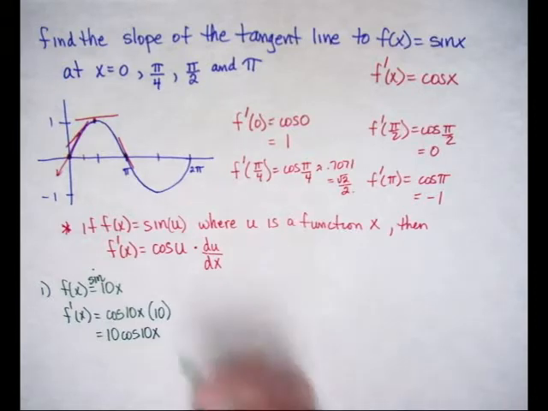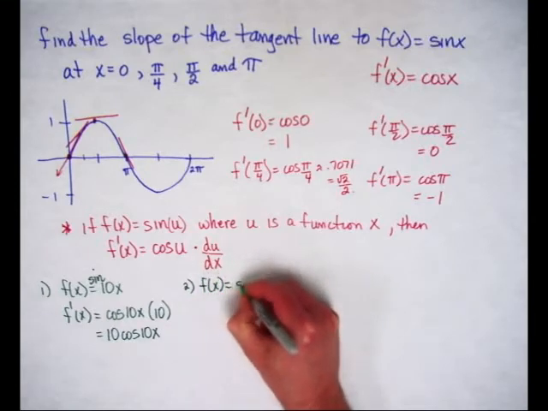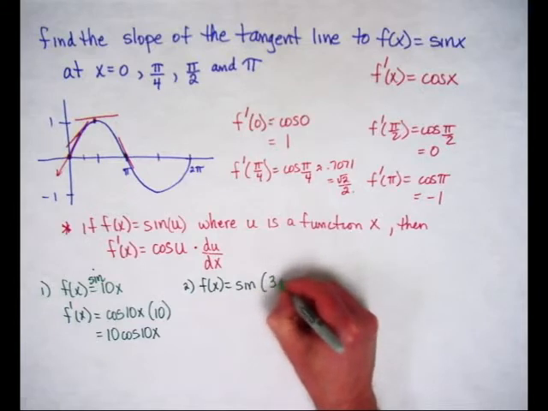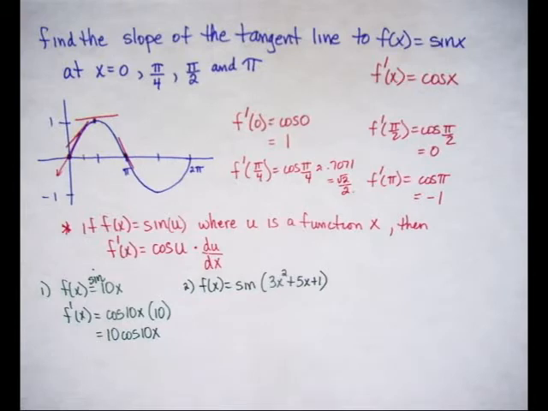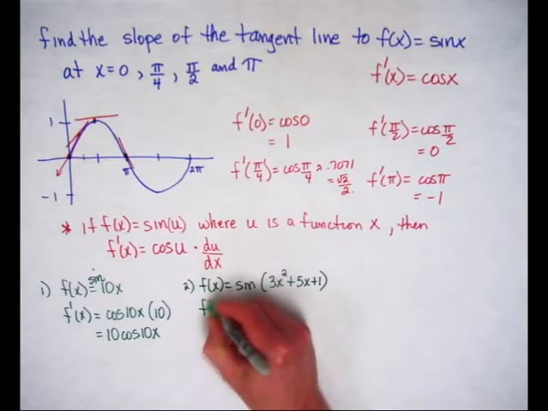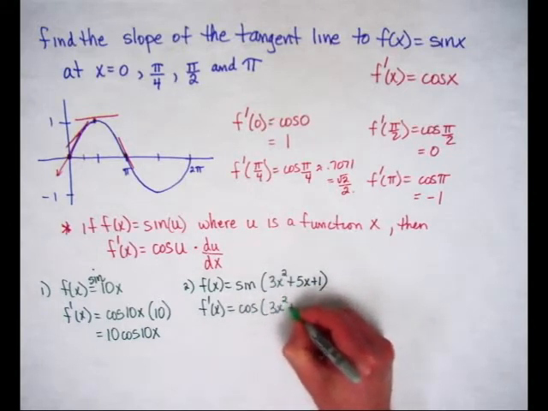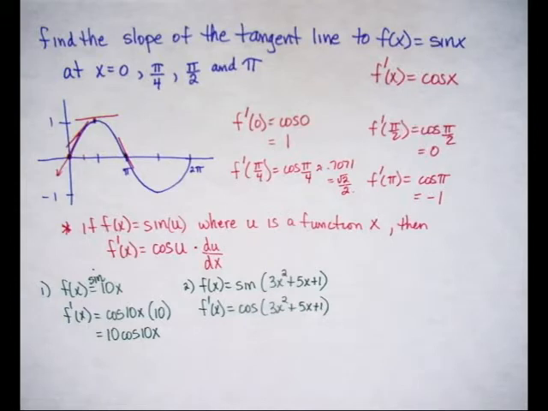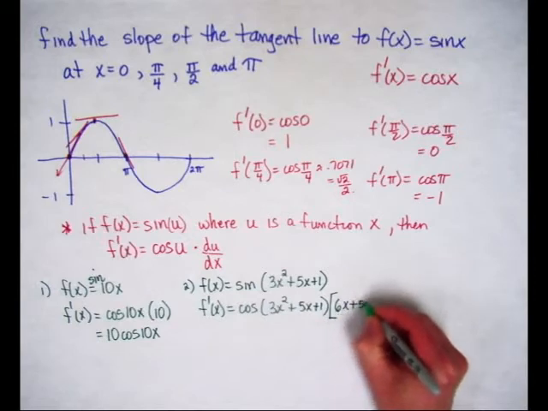Another example would be the function f of x equals the sine of 3x squared plus 5x plus 1. All you have to remember is that the argument never changes. If you have an argument of 3x squared plus 5x plus 1, then your derivative f prime is going to be the cos of 3x squared plus 5x plus 1. But something very important to remember is you must always take the derivative of the argument. So all of this would get multiplied by 6x plus 5.